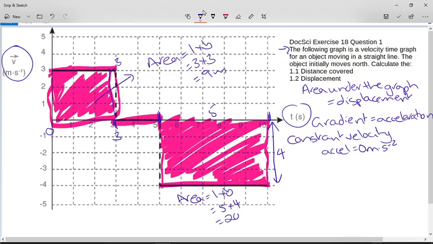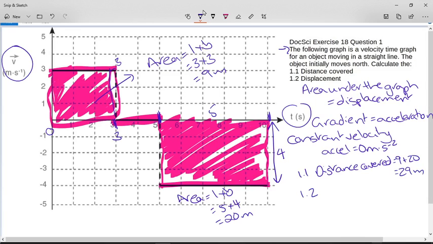which is 20 meters. So for the distance covered, it is a scalar. We don't care which direction you're going in. So the distance covered is a total of 9 plus 20, so it is 29 meters.